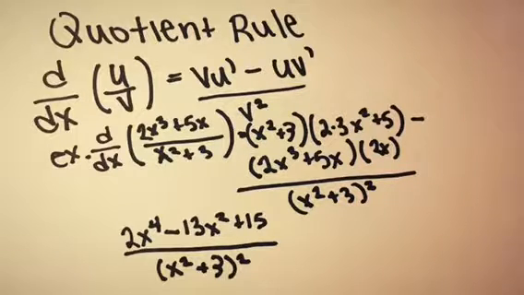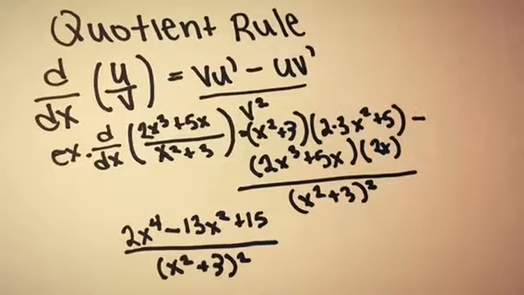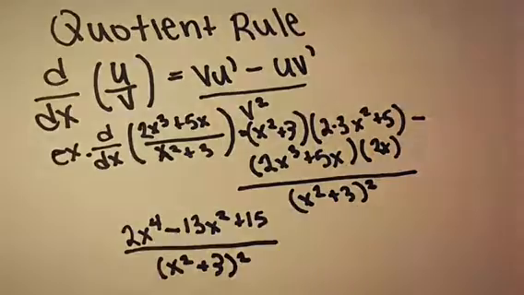After simplifying this out, you would get 2x to the fourth minus 13x squared plus 15 over x squared plus 3 squared. By doing this, you have effectively used the quotient rule and have found your derivative.